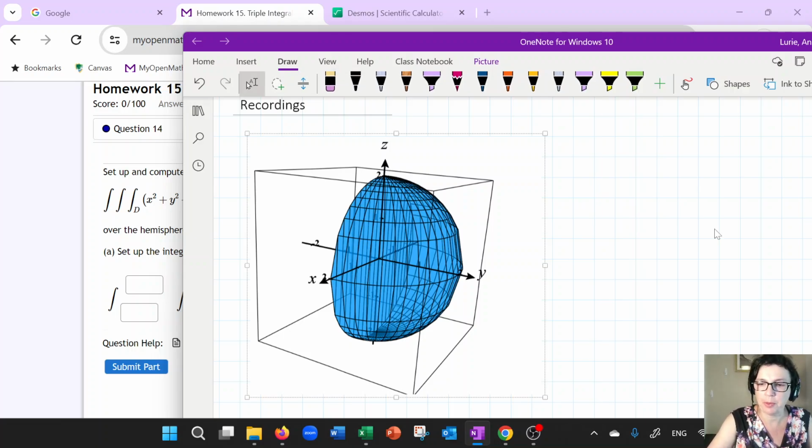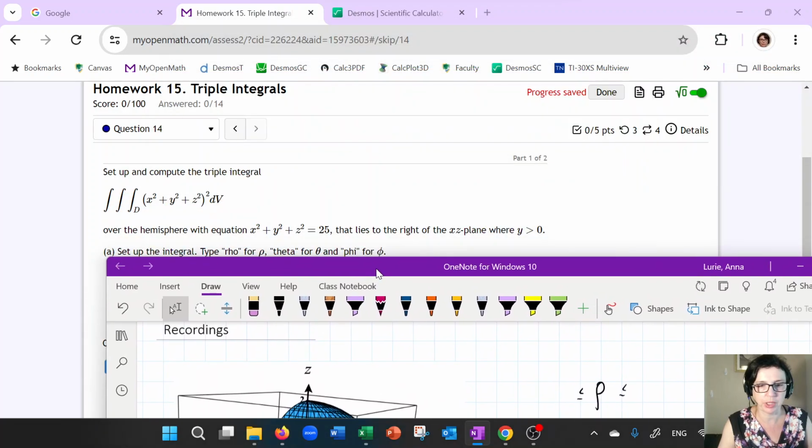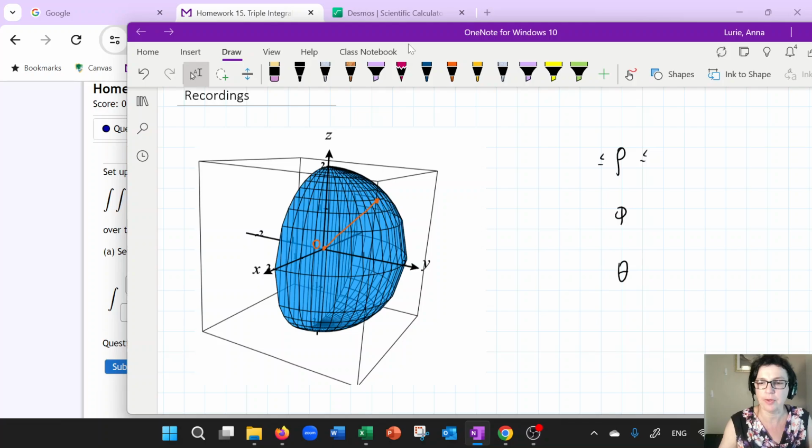So first we remember that we have rho, phi, and theta in spherical coordinates, and rho is the distance from the point to the origin. So let's say we have an arbitrary point on this solid, and we fix phi and theta so they don't change, then rho will go from 0 over here, to over here, because you're on the sphere, and the sphere was x squared plus y squared plus z squared equals 25, so the radius of it was 5. So rho will go from 0 to 5.